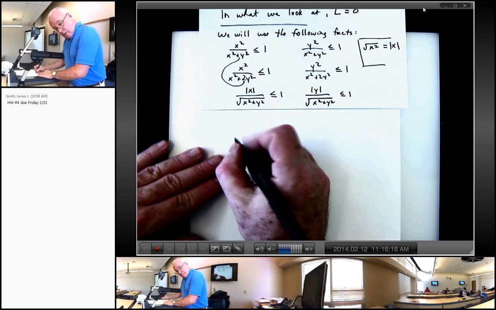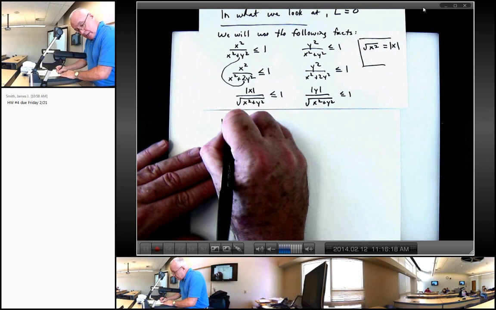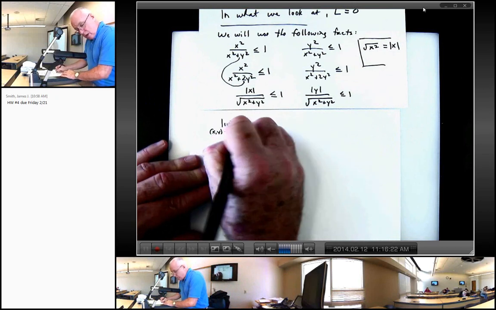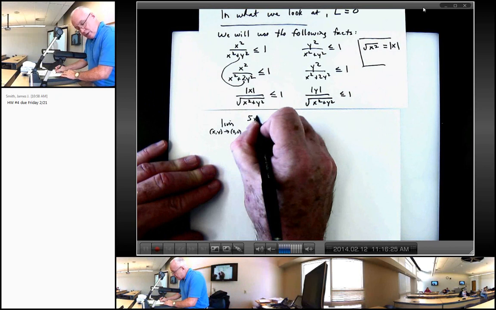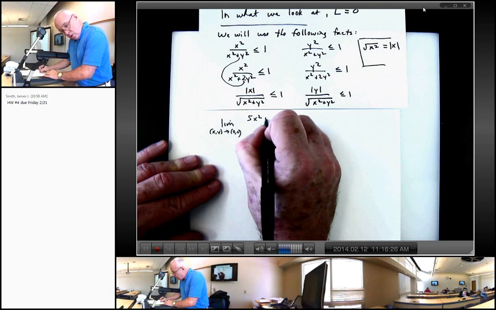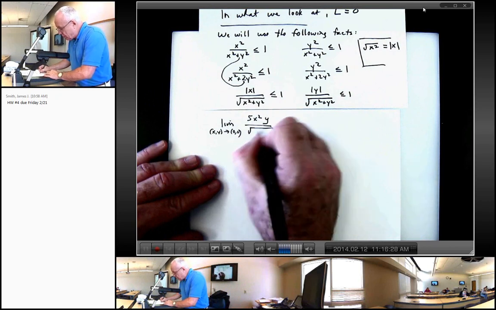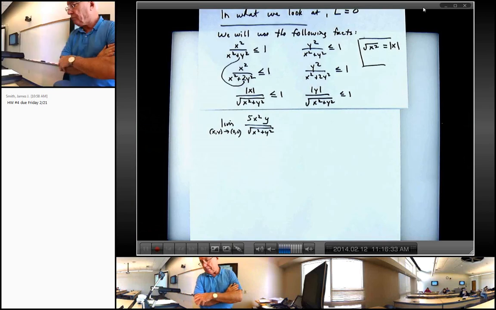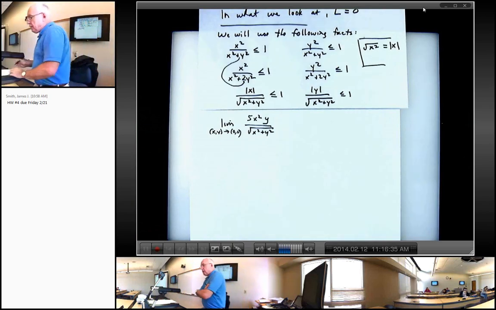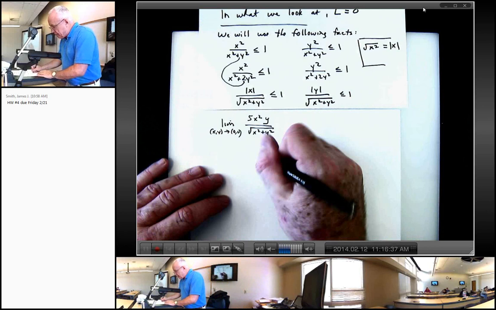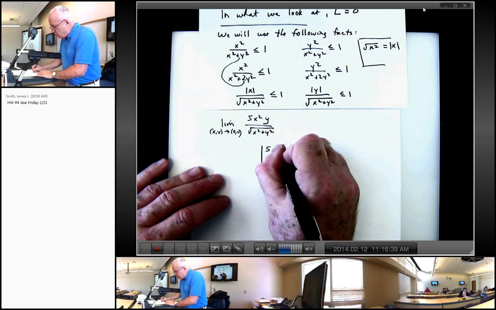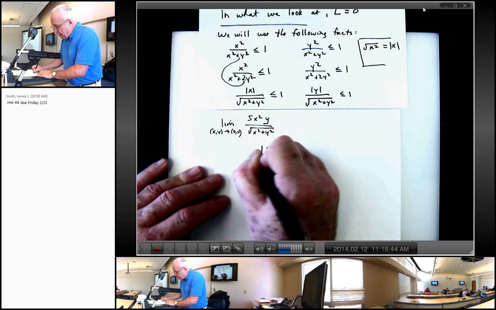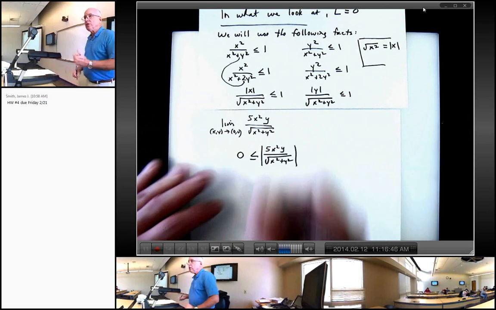Okay. Find the limit. Again, as (x, y) goes to (0, 0) of 5x squared times y over the square root of x squared plus y squared. All right. Again, we're going to look at that absolute value, 5x squared y over the square root of x squared plus y squared, and we know that the low function is 0.